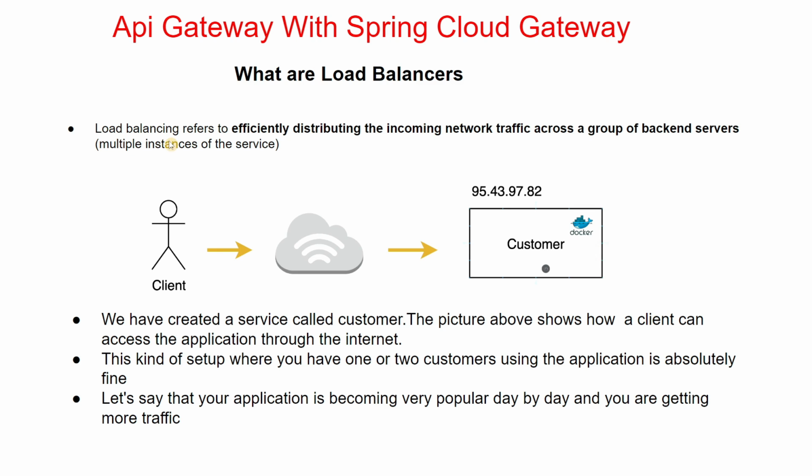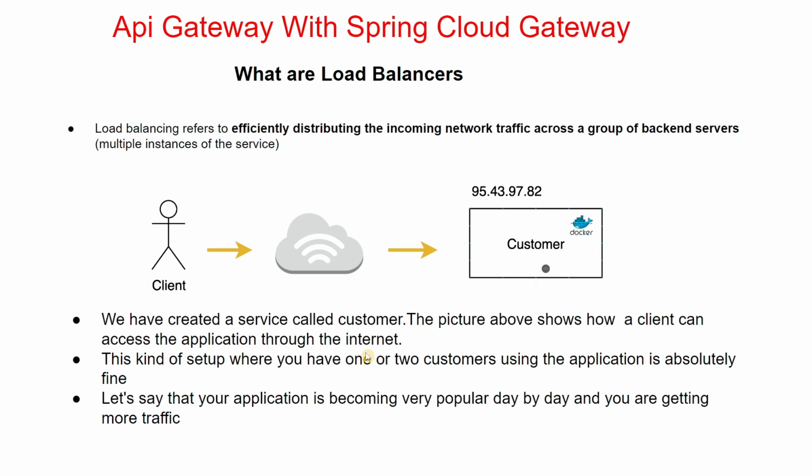Load balancing refers to efficiently distributing the incoming network traffic across a group of back-end servers. So these are what we call multiple instances of a service. Now we have a picture here. We have created a service called customer, this one here. The picture above shows how a client, which is this here, accesses the application through the internet.